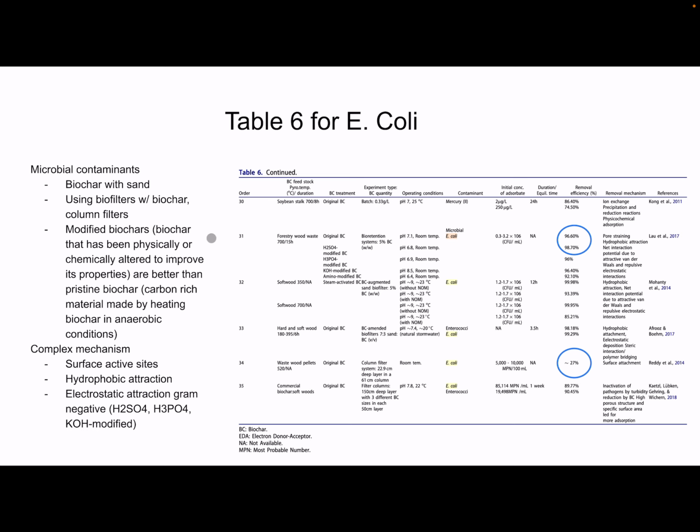So some other things that this paper noted were that biochar with sand was really recommended, and using biofilters like fairly column filters with biochar is recommended. And the mechanism for E. coli and biochar, like how biochar is able to filter out E. coli, is pretty complex. There are a lot of different things that are proposed in different papers, like hydrophobic attractions or the electrostatic attractions between the gram-negative and the different compounds on the biochar. So I'm not going to get too into that.